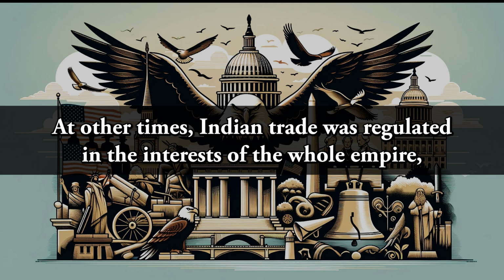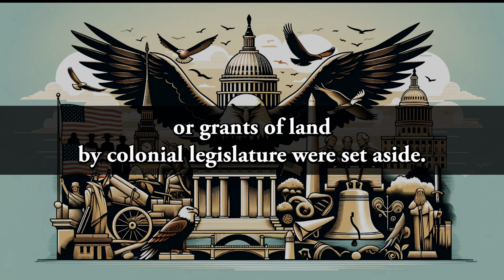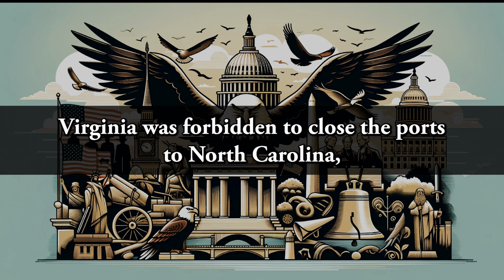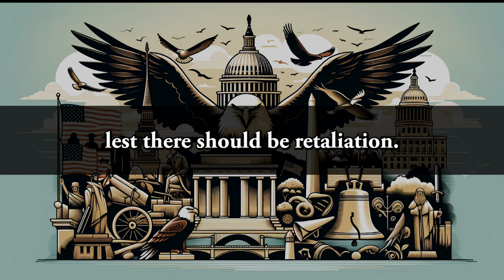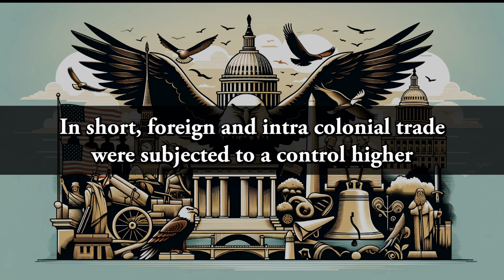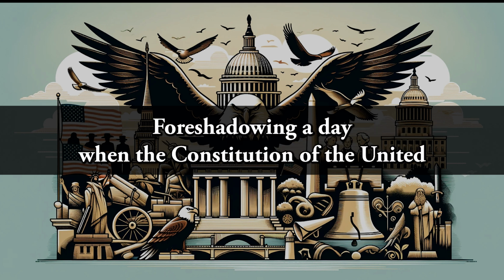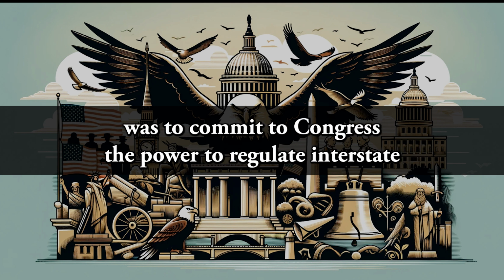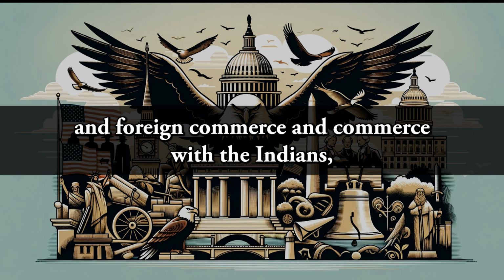At other times, Indian trade was regulated in the interests of the whole empire, or grants of land by a colonial legislature were set aside. Virginia was forbidden to close her ports to North Carolina, lest there should be retaliation. In short, foreign and intercolonial trade were subjected to a control higher than that of the colony, foreshadowing a day when the Constitution of the United States was to commit to Congress the power to regulate interstate and foreign commerce and commerce with the Indians.